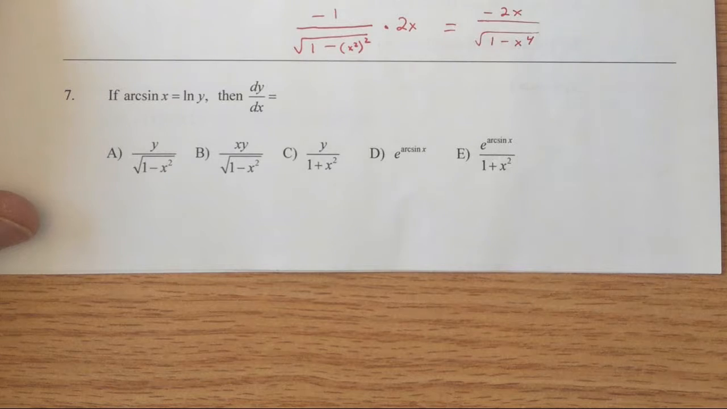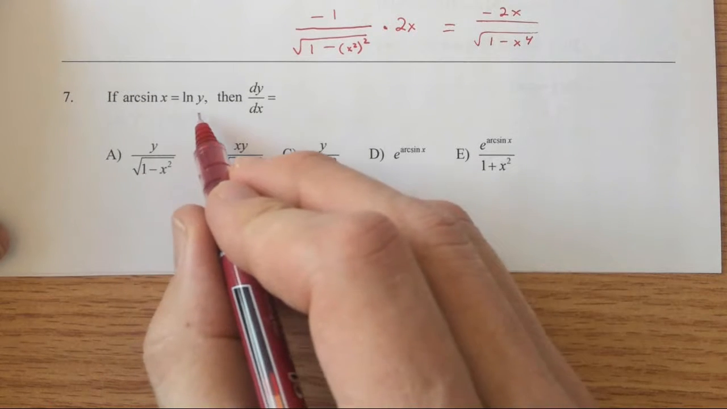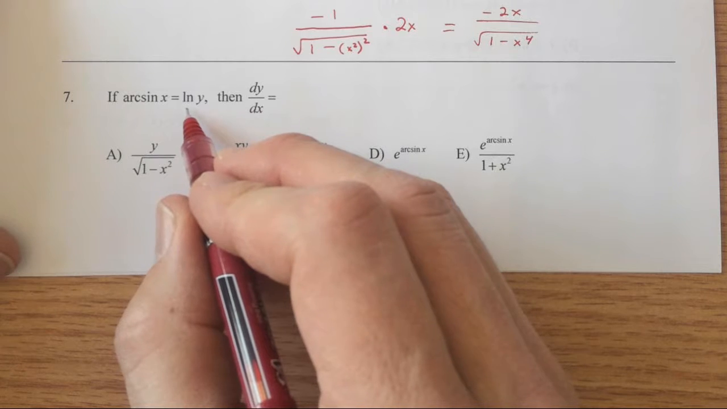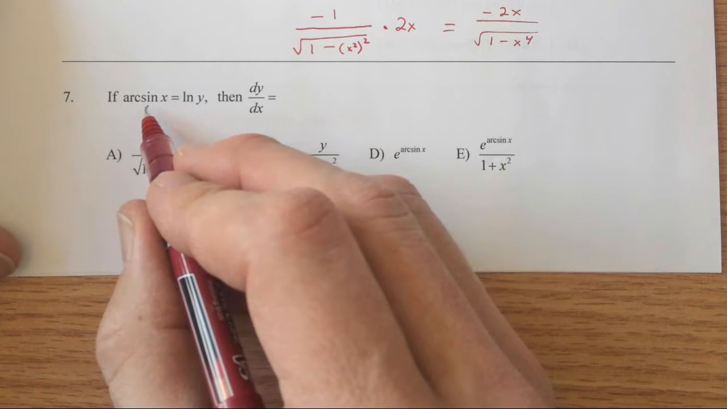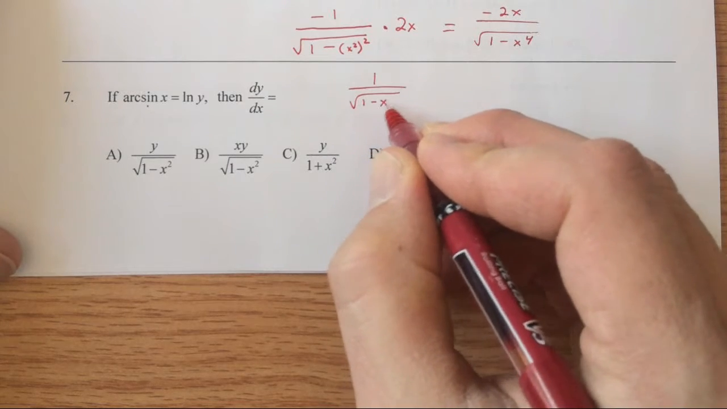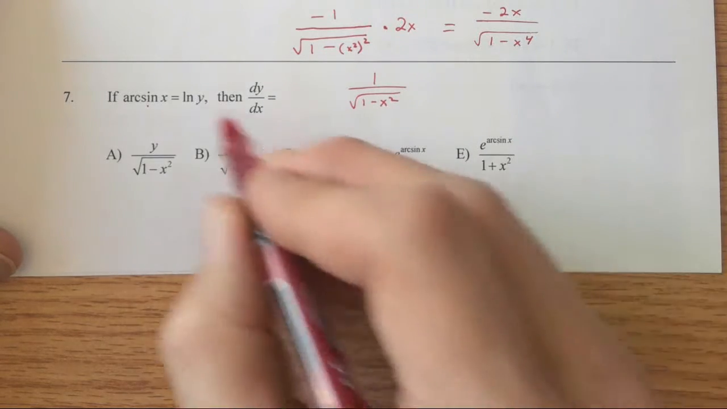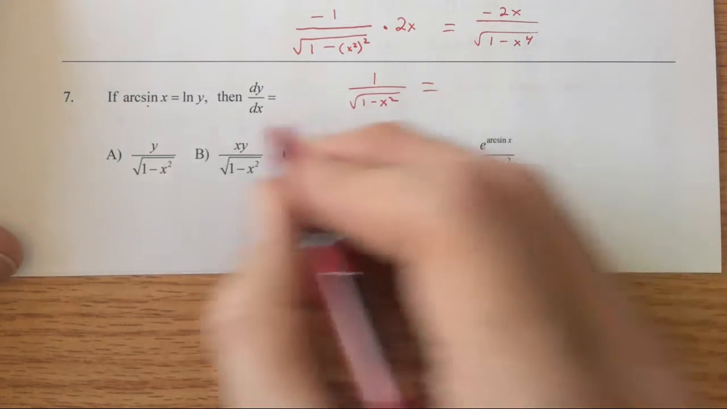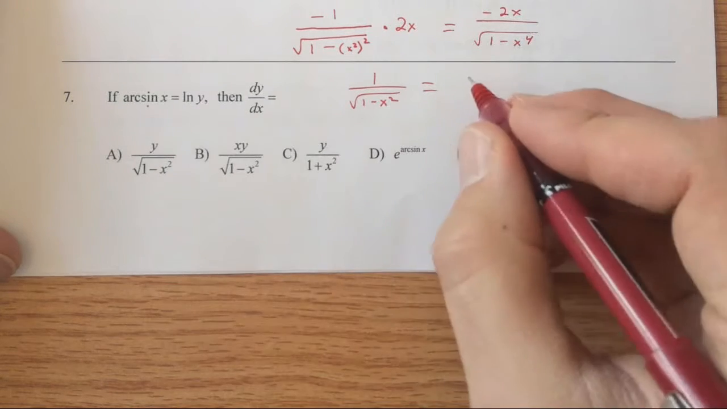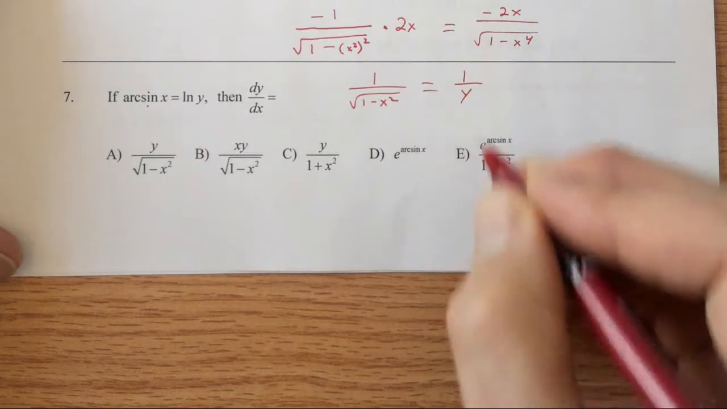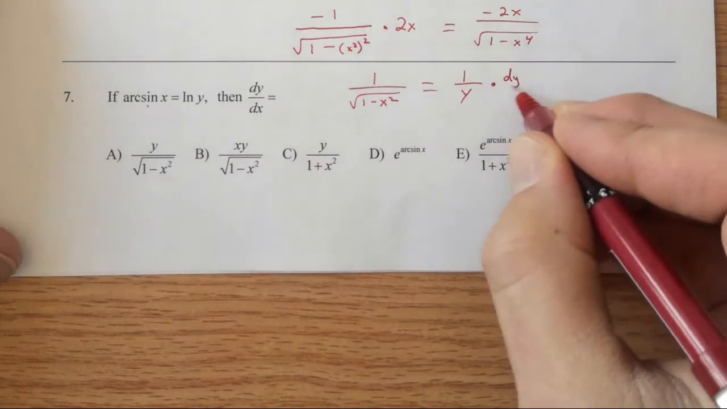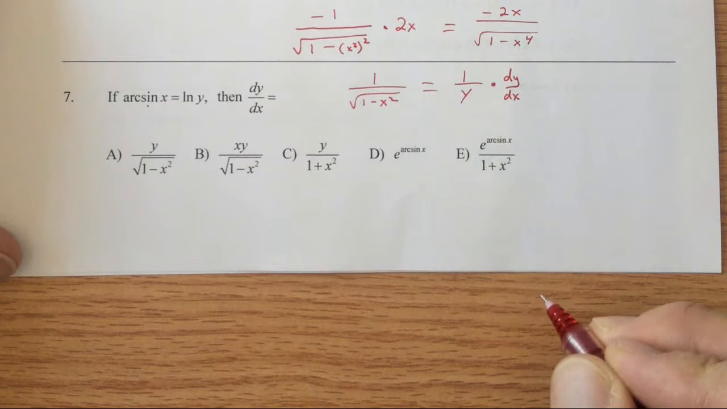Problem number 7, inverse sine of x is equal to the natural log of y. What's dy dx? This is implicit differentiation. All right, so inverse sine derives to 1 over square root 1 minus x squared equals, and now we derive the natural log of y. Well, the natural log of x is 1 over x, so the natural log of y will be 1 over y. But because we derived a y term, we multiply this by dy dx.